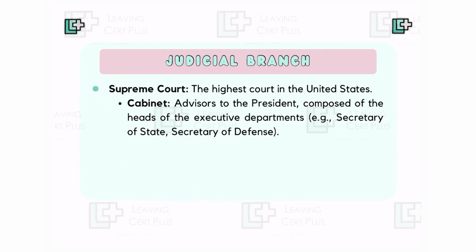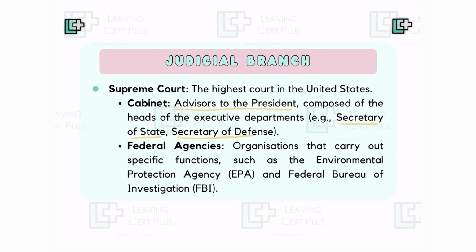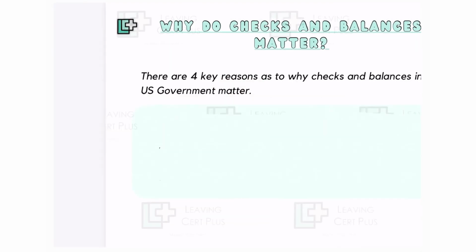Right, finally, the judicial branch, the highest court in the US, it's consisted of the cabinet, who are the kind of main advisors to the president, composed of different heads of state. So the Secretary of Defense, the Secretary of State. Think of these kind of like ministers in Ireland, but with like quite a bit more power. There's also federal agencies, part of the judicial branch, such as the EPA, the Environmental Protection Agency, and of course, as we all know, the FBI, the Federal Bureau of Investigation.